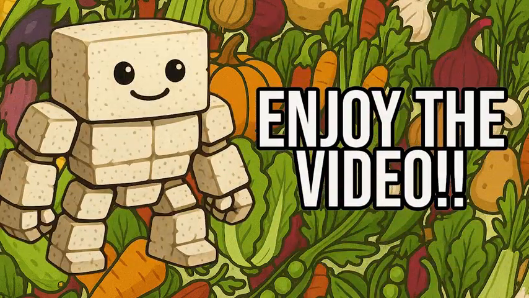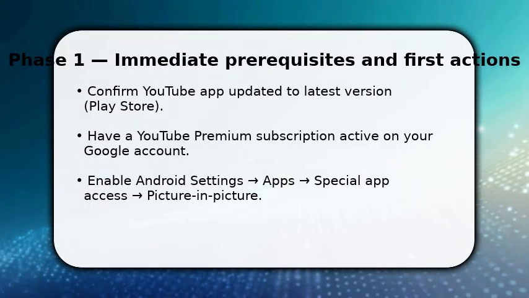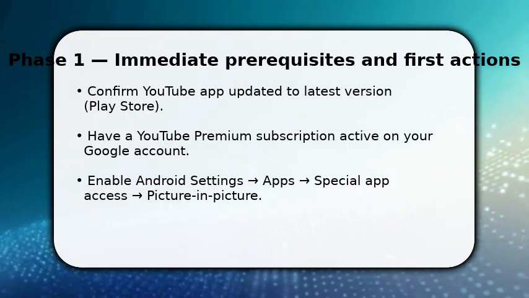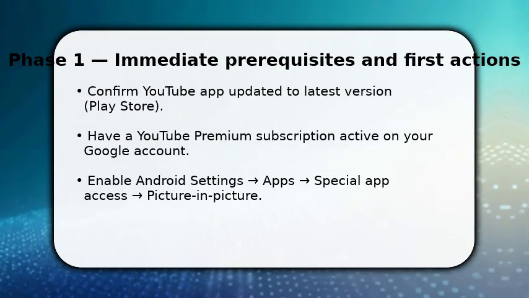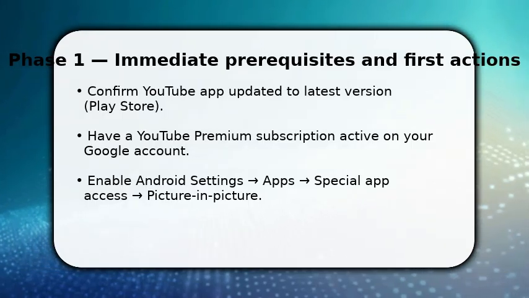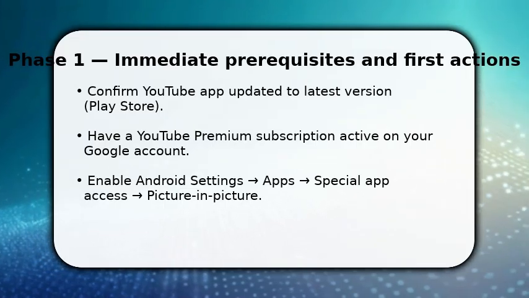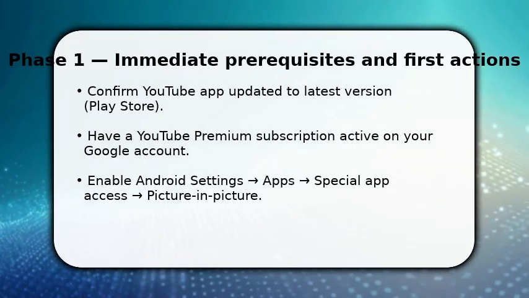Please enjoy the video. You start by preparing the essentials. Make sure the YouTube app is updated and you have an active YouTube Premium subscription tied to the Google account on this phone. Once done, open Settings, go to Apps, tap Special App Access, and enable Picture-in-Picture for YouTube.